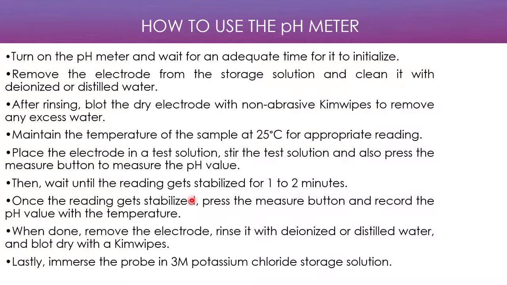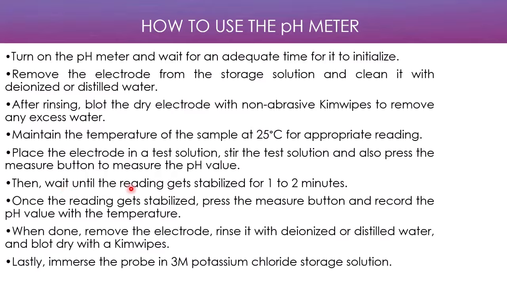How to use the pH meter. 1. Turn on the pH meter and wait an adequate time for it to initialize. 2. Remove the electrode from the storage solution and clean it with deionized or distilled water. 3. After rinsing, blot the electrode dry with non-abrasive clean wipes to remove any excess water. 4. Maintain the temperature of the sample at 25 degrees Celsius for an appropriate reading. And 5. Place the electrode in a test solution. Stir the test solution and also press the measure button to measure the pH value.